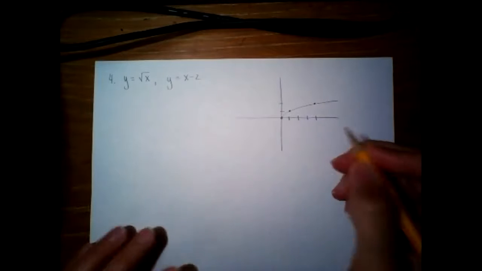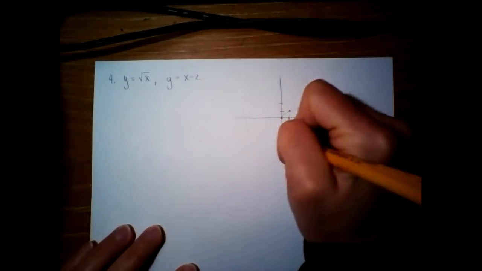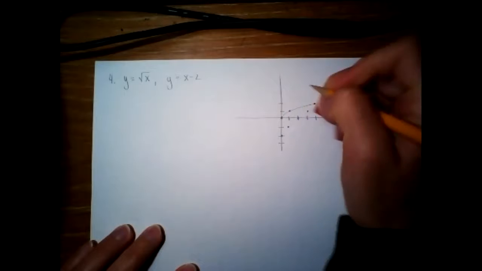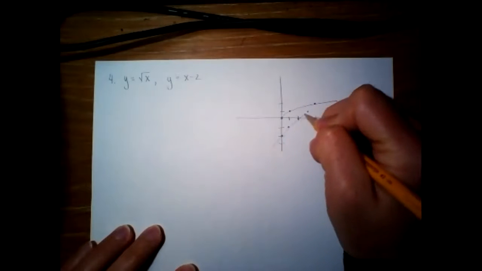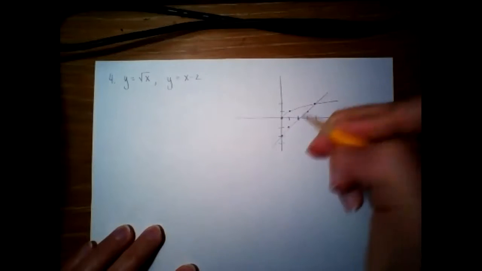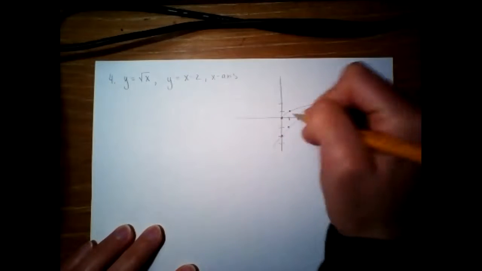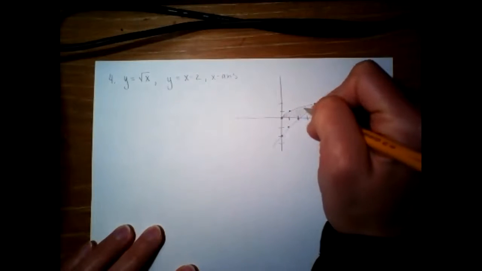And then we've got x minus 2. So it's going to start at (0, -2) and have a slope of 1. So up 1 over 1. Oh, sorry, it was and the x-axis. I was going to say, isn't this the x-axis as well? And the x-axis. So this is the area that we're looking at.